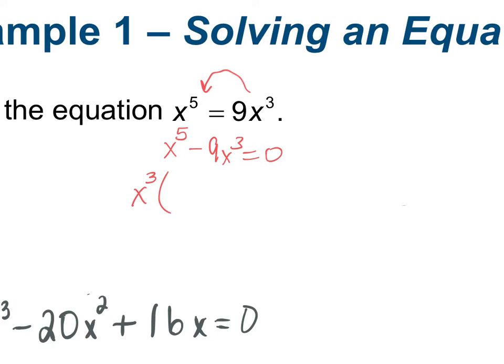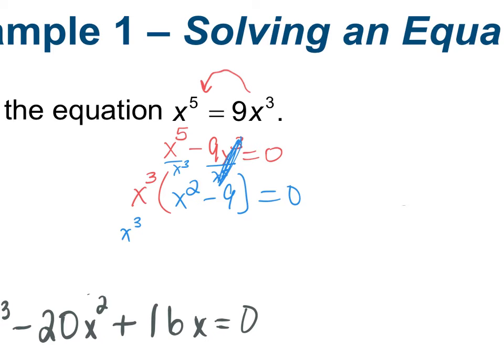So when I do that, x to the fifth divided by x to the third, I have the same bases that I'm dividing, so I subtract 5 minus 3. I'm left with x squared, and then my x to the thirds cancel out, minus 9 equals 0. I always have to check, can I factor this more? I have my x to the third, I can't do anything else. What can I do with x squared minus 9?